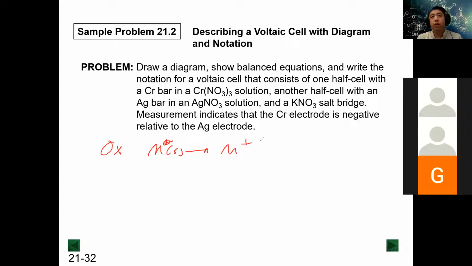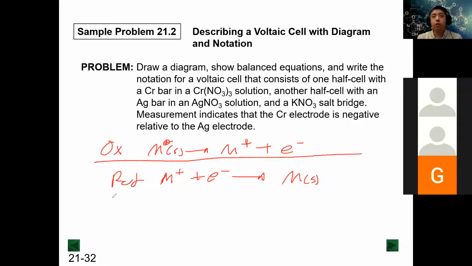changes into metal with a positive charge plus electrons. Reduction is where we have some kind of metal with a positive charge plus the electrons. We're adding it together and it is forming a neutral metal. So these are our two equations that we should look at. Okay. And we're going to indicate which one is which by organizing it.